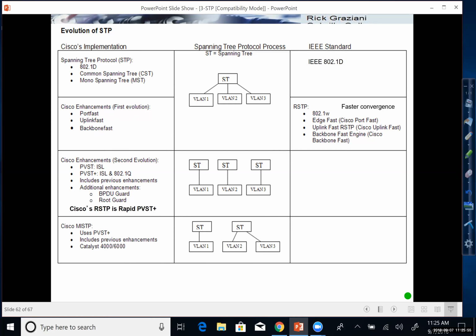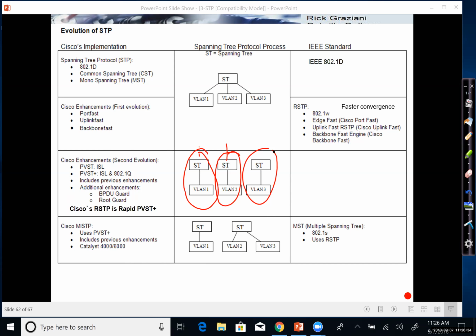The problem with per VLAN spanning tree is that for every VLAN, you had a different instance of spanning tree running. So if you had, say, 100 VLANs, it was running 100 different instances, or processes, of spanning tree, even if those VLANs were using the same root bridge, the same topology.